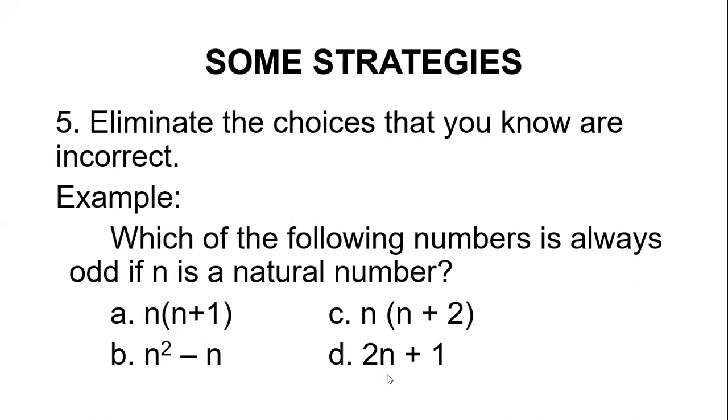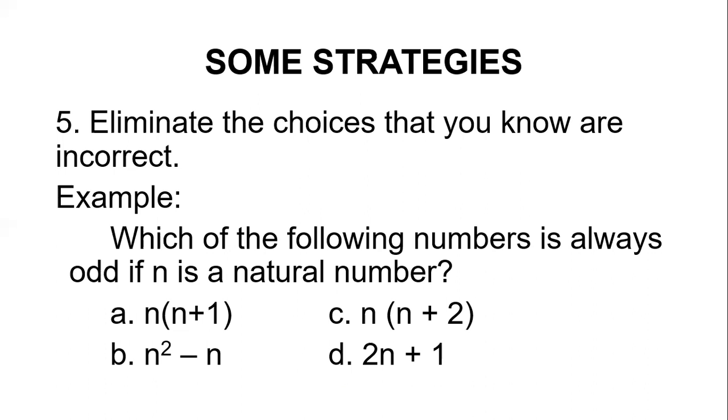Because if n is even or odd, for example, if you peg n to be even, say 2, 2 times 2, that's 4 plus 1, 5. And 5 is odd. Even if you choose an odd number, say 3, 2 times 3 is 6, plus 1, 7, still odd. And so D is the correct answer here, actually.